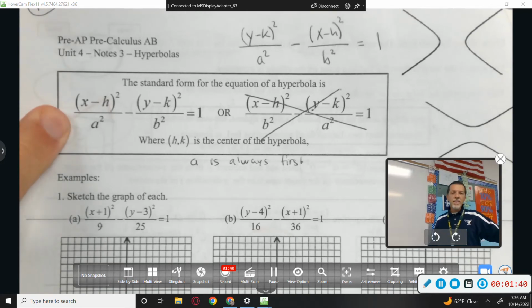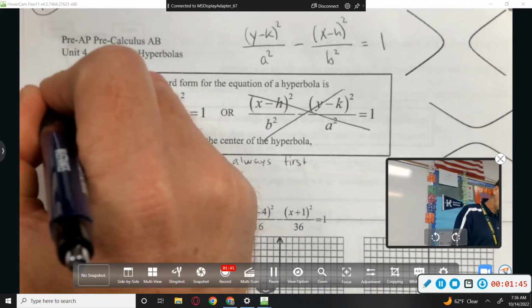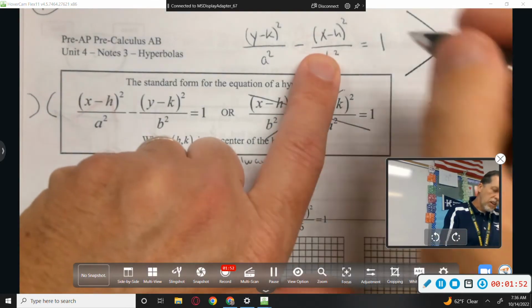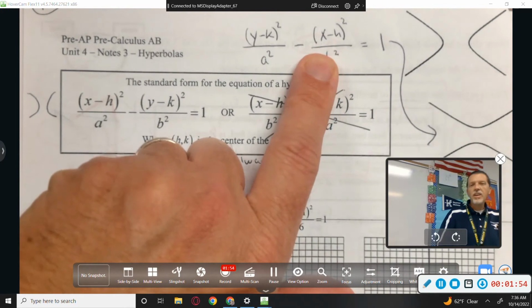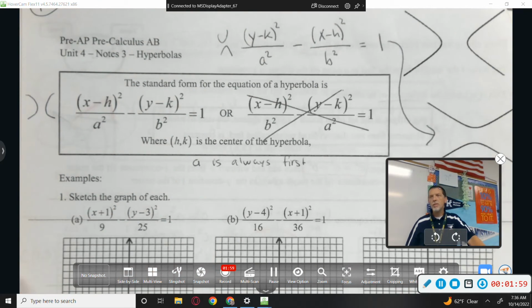And so if X is first, then that means this is a left and right hyperbola, because X is the left and right variable. If Y is first, then it's an up and down hyperbola, because Y is the up and down variable. And even more so than with the ellipse, exactly who's A and who's B kind of doesn't matter. If it's under X, go that many in X. If it's under Y, go that many in Y.